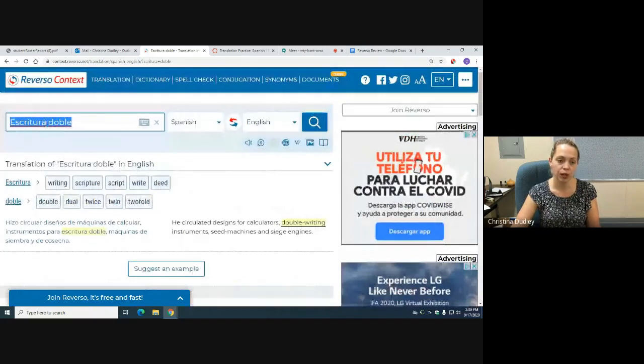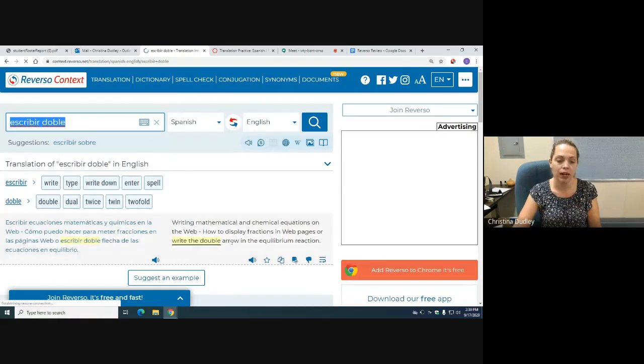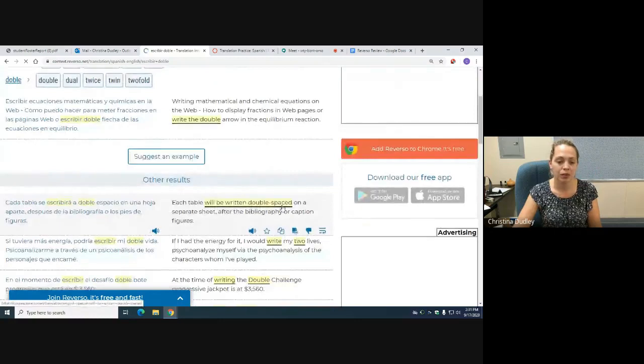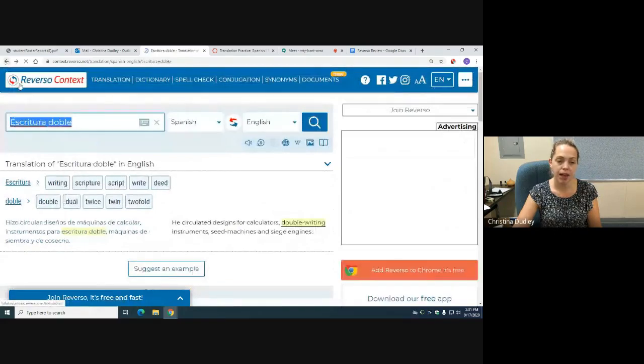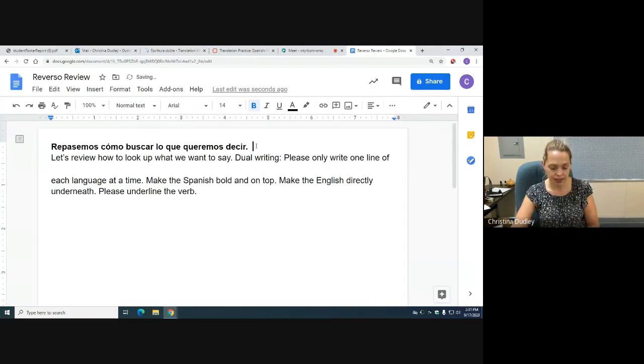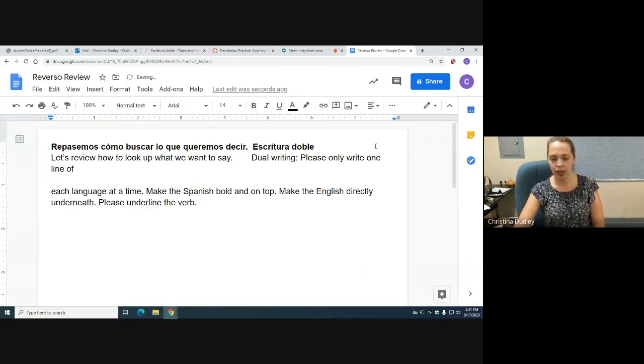And since I chose escritura over escribir, I do want to just double check. Would escribir give me a better one? Okay, write the double arrow, that's not what I'm going for. Written double spaced, not quite what I'm going for. So it does look like escritura doble is what I want. So I'm going to copy that one, go back over here, put it above it. I am getting a little bit over, so I'm going to move that over, and maybe even take this one down to the next line. Okay, so, there we go.